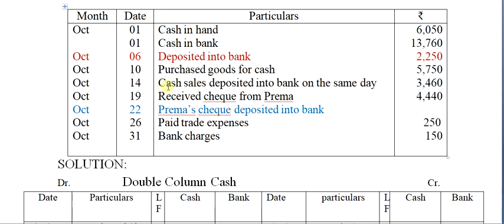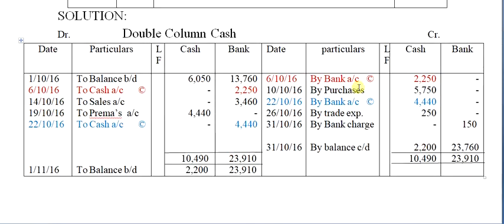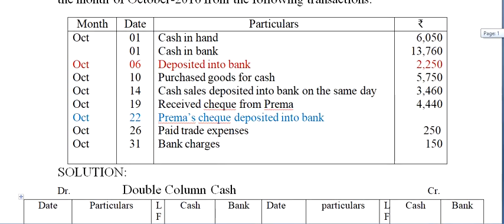We are getting the cash sales only, but what are we doing? We are depositing into the bank. When we are depositing into the bank, it should be treated as the bank balance increases. So automatically on that day, 14/10/2016, to sales account directly in the bank column, 3460. My dear students, here cash sales were made, but we are depositing on the same date. So directly to sales account 3460 in which column? Bank column, because the deposit has been made on the same day.